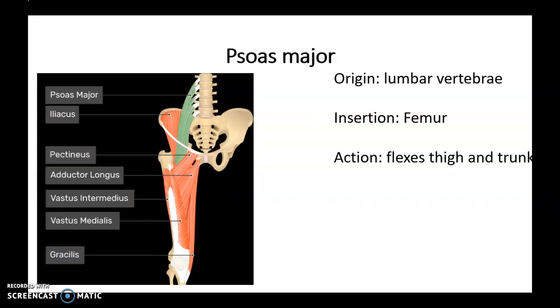Next, we will talk about a very interesting muscle that is called Psoas major. Now, as you see, the Psoas major in green here originates from the lumbar vertebrae and inserts into the femur. It's a thigh flexor. It flexes the thigh and trunk.